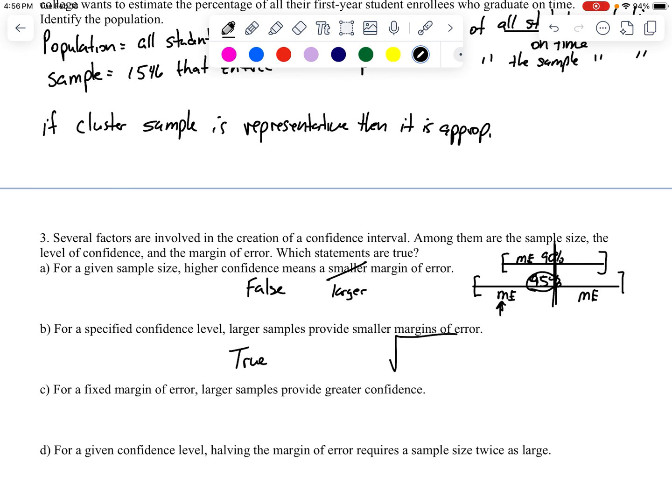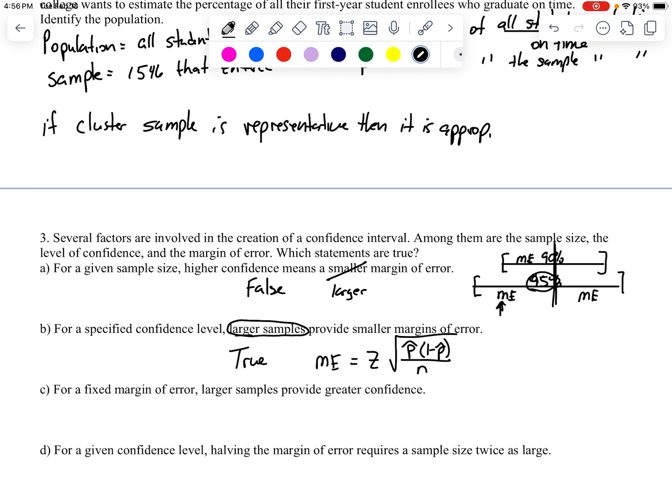And this is going to be true. And this is where we're actually going to go to the equation just a little bit. So this is dealing with proportions. So this is p hat times 1 minus p hat all over n. And then there's a z, a critical value out in front of this. So this is my margin of error.